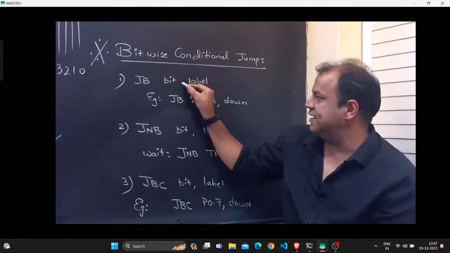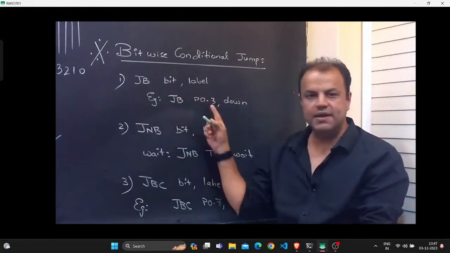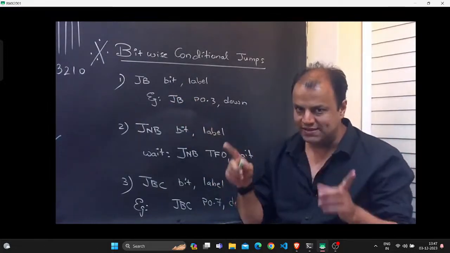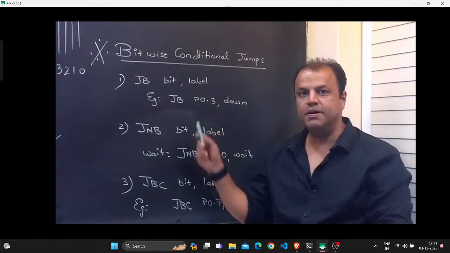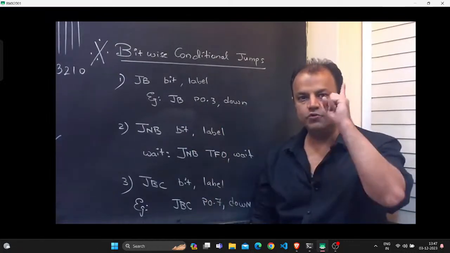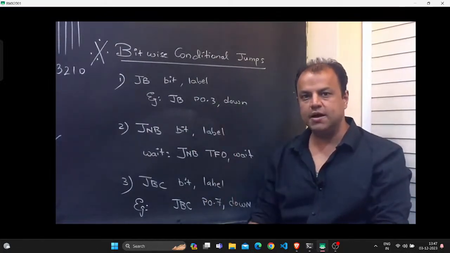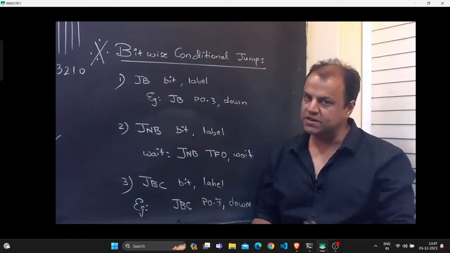JB stands for jump if bit. JB bit, label, that's the syntax. This bit can be any bit. I've given an example of P0.3. You know SFRs are bit addressable. There are bit operations in 8051. So JB P0.3, jump if bit means 1. So if P0.3 is 1, the program will take a jump to the location down. Otherwise, we'll simply go to the next location. Please tell me, are you clear?